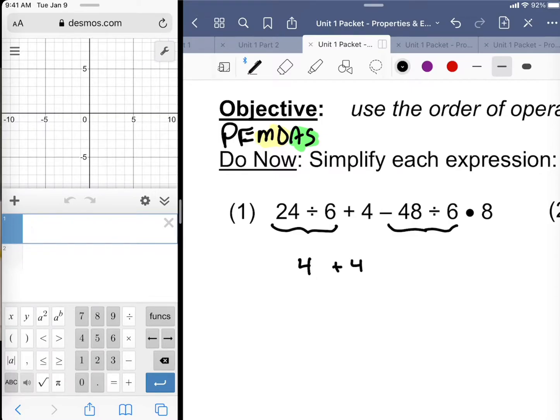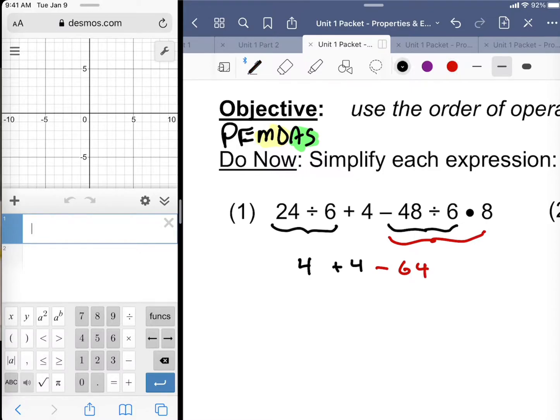Negative 48 divided by 6, and then that result would get multiplied by 8. So you could do that all in one shot if you want. Negative 48 divided by 6 is negative 8, times 8 is negative 64, so minus 64.